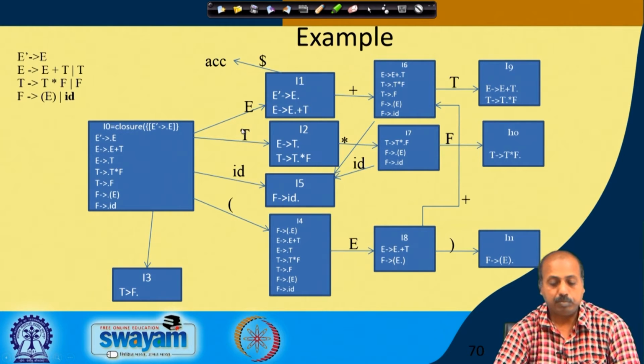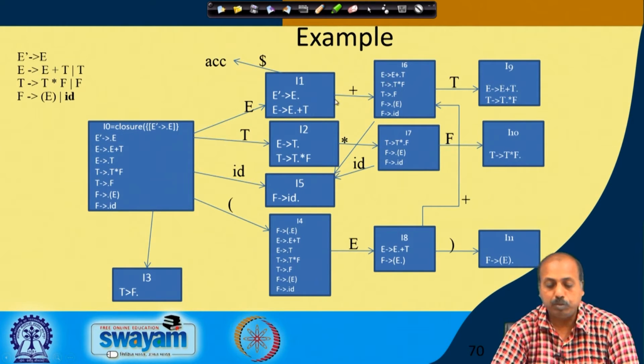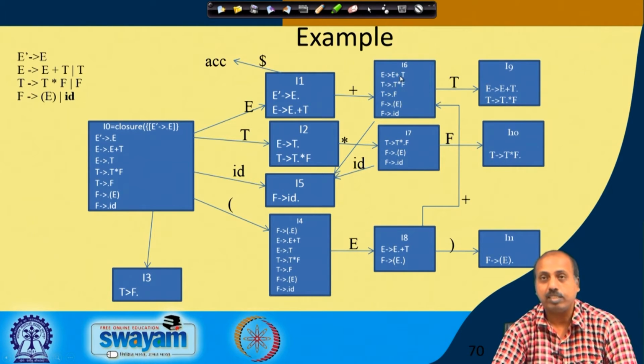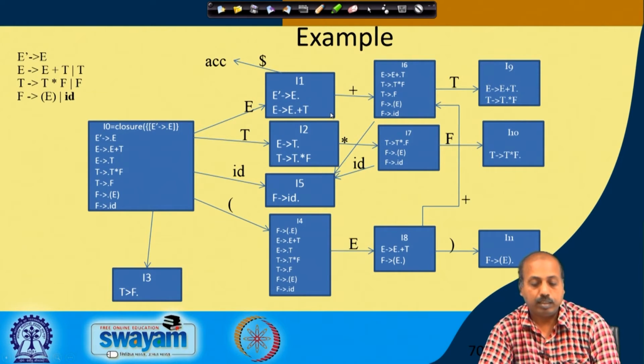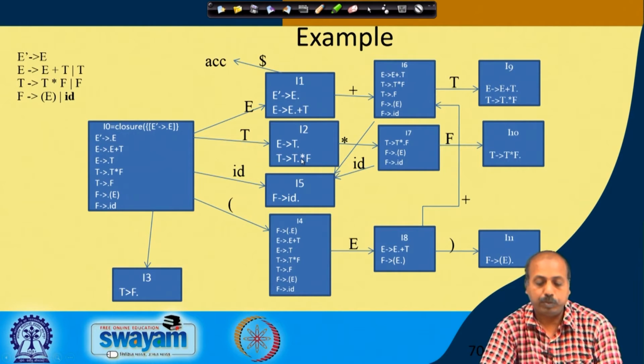Now, from I1 you see that I have got a dot before plus. So, on plus it will go to the state E producing E plus dot T, and in this E plus dot T, the dot is there before T. So, again all these rules will come: T producing dot T star F, T producing dot F, F producing dot within bracket E, and all that.